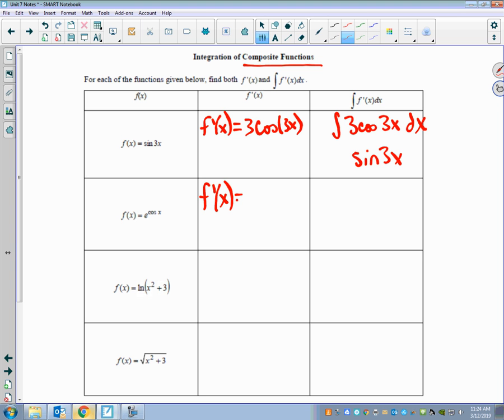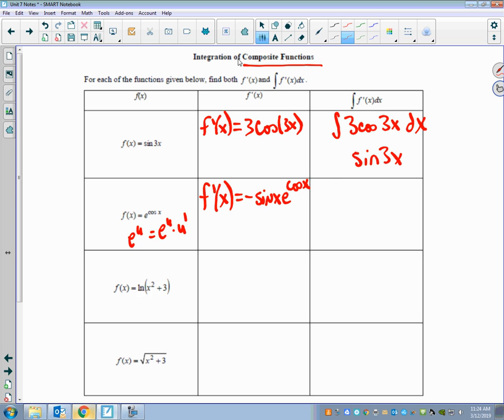If I take the derivative of e to the cosine of x, remember the derivative of e to the u is e to the u times u prime. So the derivative of e to the cosine of x is e to the cosine of x times the derivative of cosine, which is negative sine. Well, that's really gross. Okay. So I'm going to say negative sine of x times e to the cosine of x.